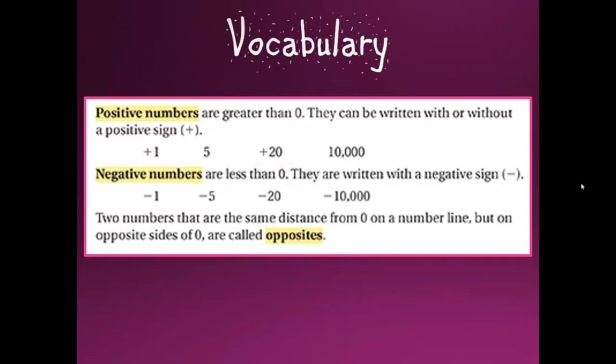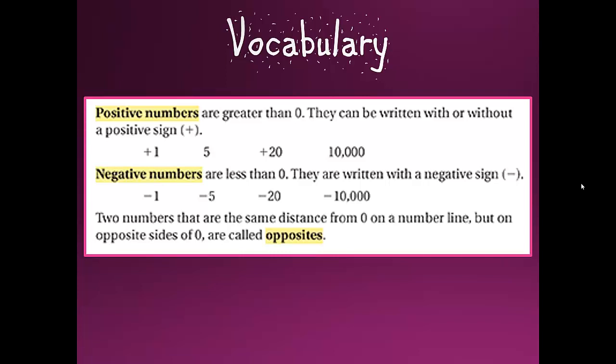Positive numbers are greater than 0. They can be written with or without a positive sign. 1, 5, 20, and 10,000 are all positive numbers. They can have the positive sign or the plus sign in front of them, but they do not have to include that sign. Negative numbers are less than 0.